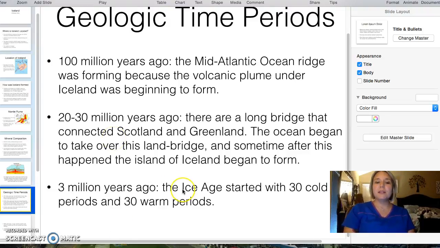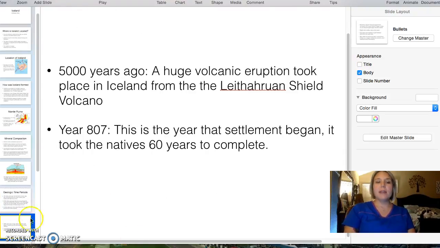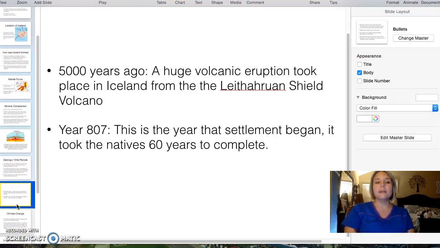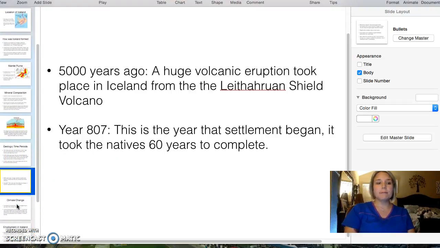About 3 million years ago, the Ice Age started with about 30 cold periods and 30 warm periods. After that all ended, about 5,000 years ago, there was a huge volcanic eruption in Iceland from the Lakagigar volcano. And then in the year 807, this is the year that settlement began in Iceland, and research indicated that it took about 60 years for settlement to finish.